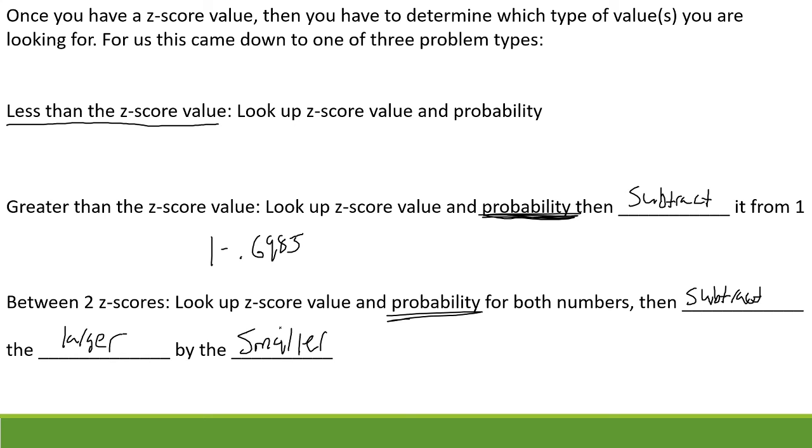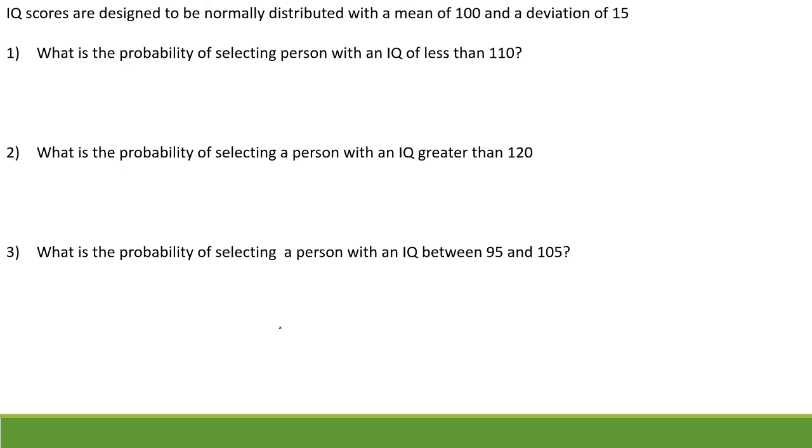So let's put this into practice here just to kind of show you this in process, and maybe that might help some of you that are struggling. So IQ scores are normally distributed, so we can use this. It has an average of 100 and a standard deviation of 15. So I want the probability of getting less than 110. If I pick somebody at random, or if I want the general breakdown of the population, what percent of the population is less than 110 IQ?